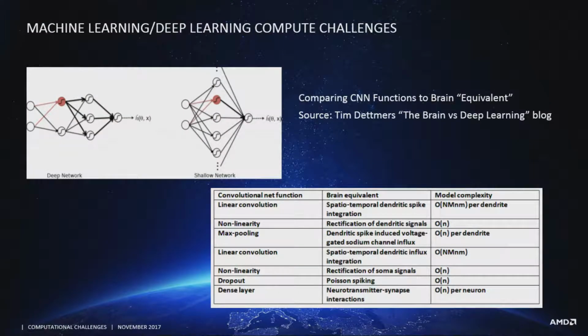The compute challenges are intuitively pretty simple. The more layers you have, the more neurons you have, the more connections you have, the more compute power you need. I mean, it's pretty simple. It doesn't get any more complex than that. There are fundamental calculations that are being done, but by and large, the bigger the model, the more connections, the more compute is going to be needed.